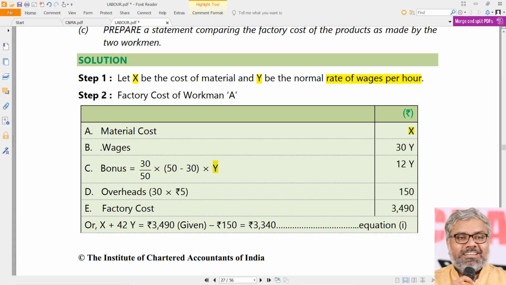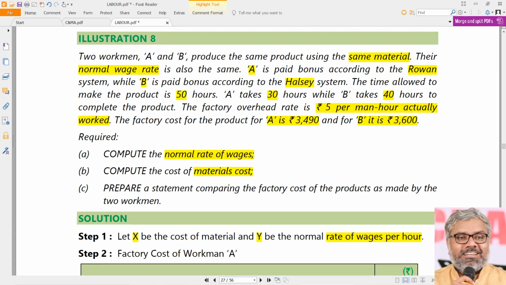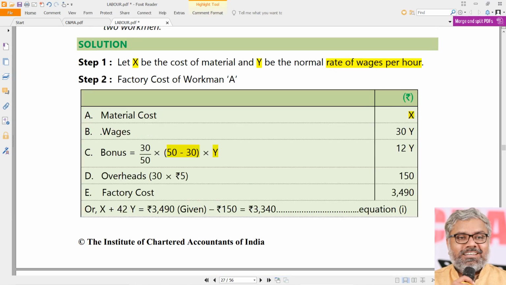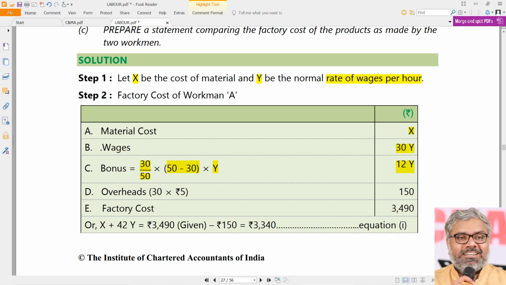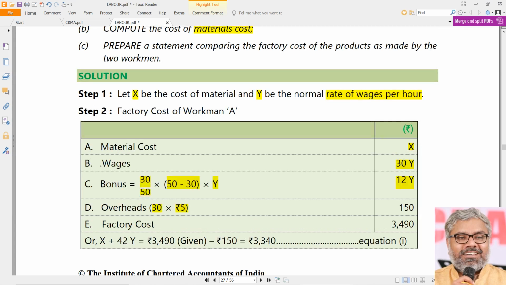Wage rate we don't know, that is why we have taken it as Y. So what is time saved here? Time saved is 20, that is 50 minus 30. Time saved is 20 hours, divided by time allowed, which is 50, into time taken, 30. So if you do this, how much is going to be the bonus under Rowan plan for workman A? That will be 12Y. Overheads is directly calculated because 30 hours he has worked and 5 rupees per hour is already given in the question. So 150 rupees is the overheads for worker A.